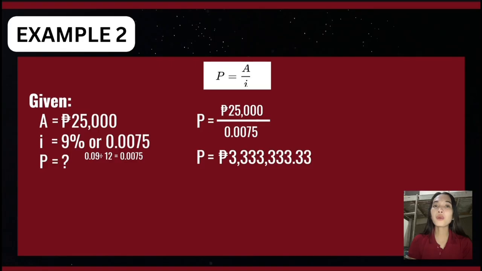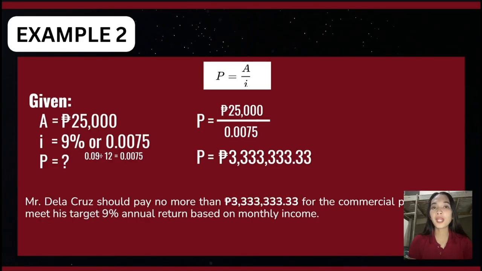So that's our final answer. So Mr. De La Cruz should pay no more than 3,333,333.33 for the commercial property to meet his target 9% annual return based on monthly income.